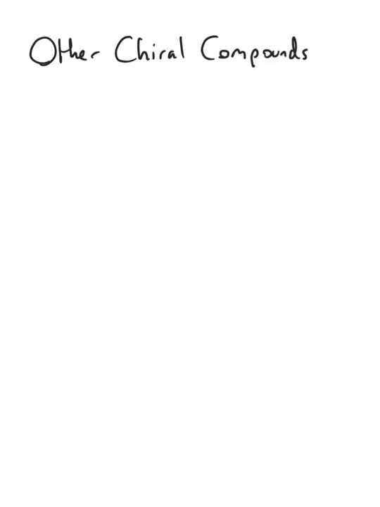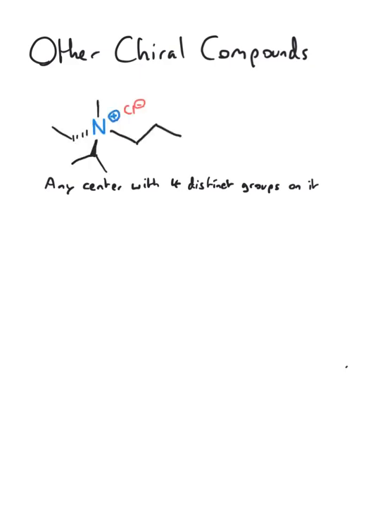This video is on other chiral compounds. Not all chiral compounds have a carbon with 4 different substituents bonded to it. We can have other atoms with 4 separate things bonded to them too, ending up with a chiral center. For example, this quaternary ammonium salt, or this silane.